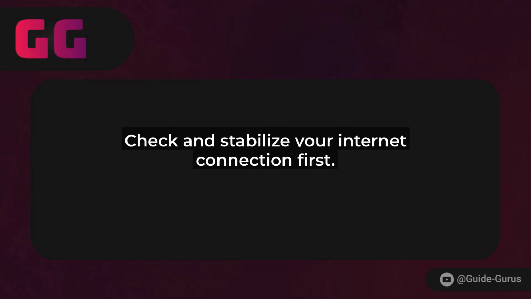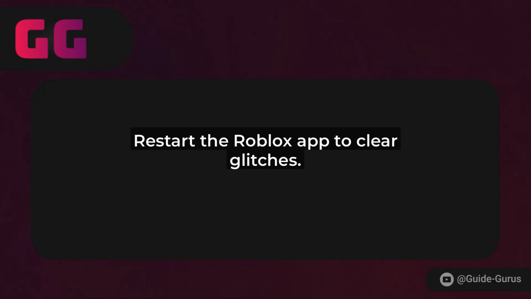Let's dive in. First things first, check your internet connection. Error code 266 is frequently caused by unstable Wi-Fi or connectivity problems. Restart your router, run a speed test, or switch to a wired connection if possible. A stable internet is crucial for Roblox to run smoothly.